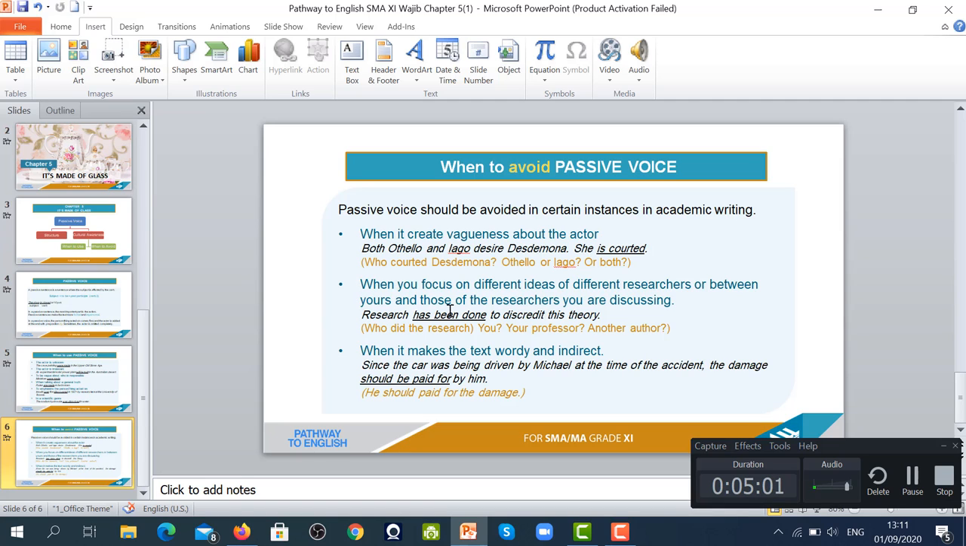Next, when you focus on different ideas of different researchers between yours and those of the researchers you are discussing. For example, research has been done to discredit this theory. And then the last, we should avoid passive voice when it makes the text wordy and indirect. For example, since the car was being driven by Michael at the time of the incident, the damage should be paid for by him.